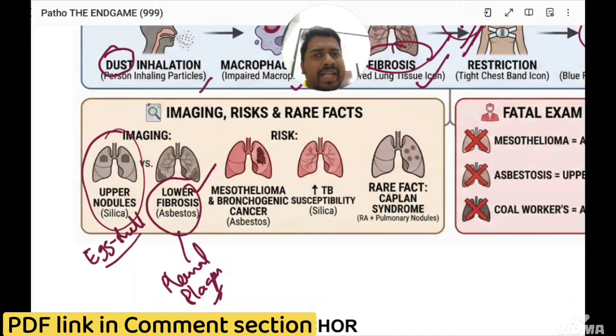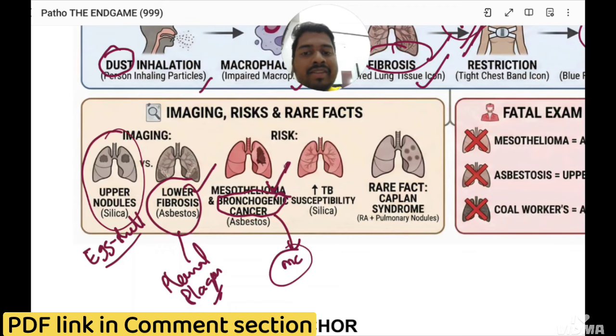Okay, now why is pneumoconiosis so feared? It is because of its risk for malignancy, and the most common malignancy is not mesothelioma, it's bronchogenic cancer. Okay, remember, bronchogenic cancer is the most common. Mesothelioma also occurs in asbestosis. In silica, there is increased susceptibility for TB also.